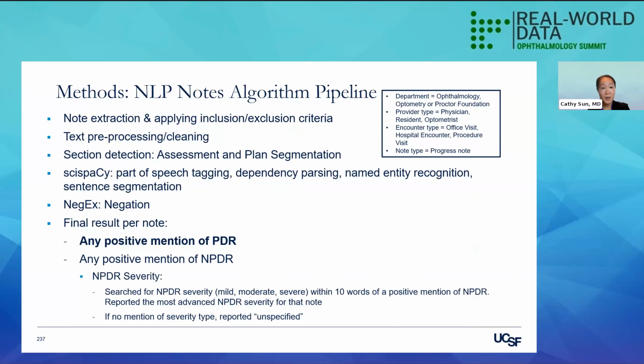Our notes algorithm pipeline included note extraction, applying these inclusion-exclusion criteria. Then we did cleaning, which involved removing abbreviations and random stray punctuation marks. We focused on the assessment and plan section. We used open source software SciSpacy, which does some NLP techniques. We also used an open source software called NegEx, which identifies negations. For each note, it would tell us if there was a positive mention of PDR, a positive mention of NPDR, and also if there was any mention of NPDR severity.